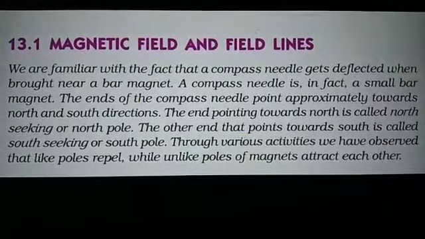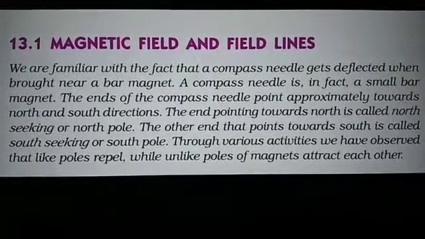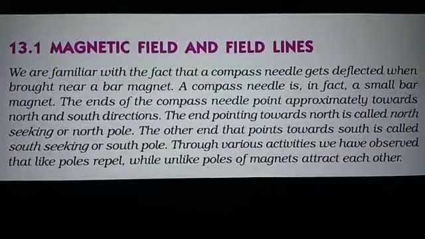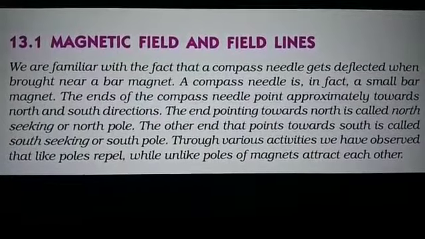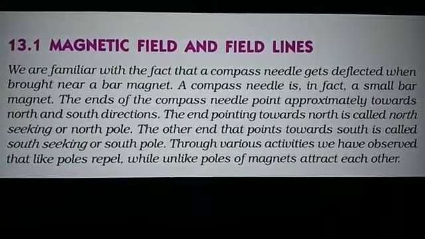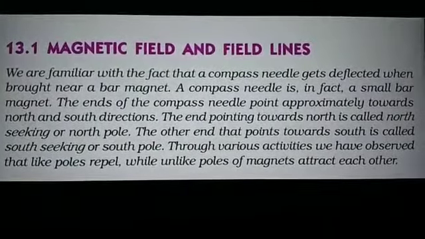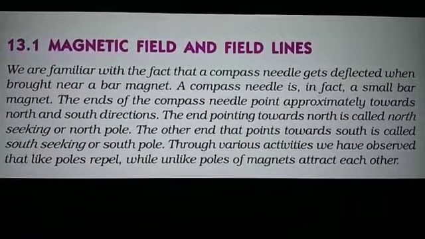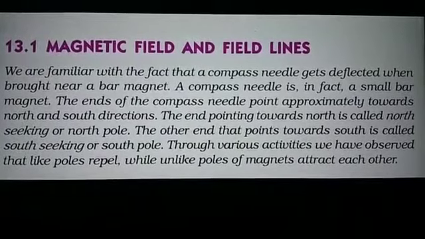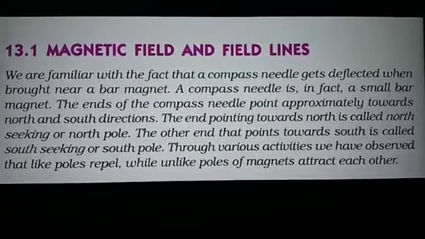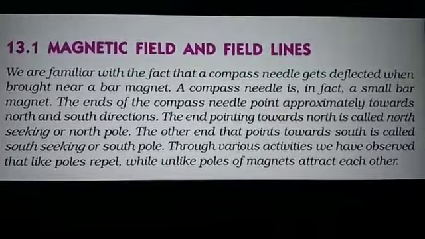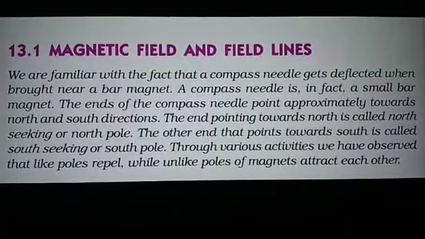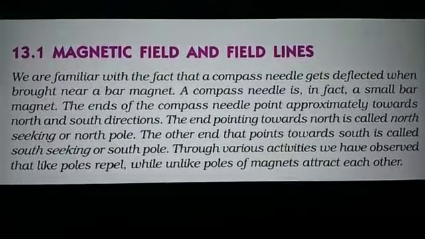Whenever we put a short bar magnet, we place a sheet of paper. In the middle of the sheet of paper, we keep the magnet, and near that magnet we keep a compass also. Then automatically the compass needle gets deflected, going in the north to south direction. So that's why the ends of the compass needle point approximately towards the north and south directions.